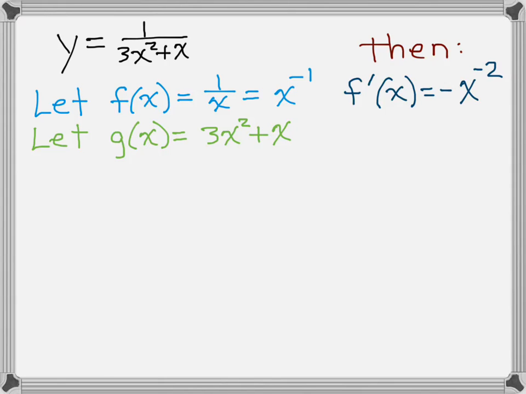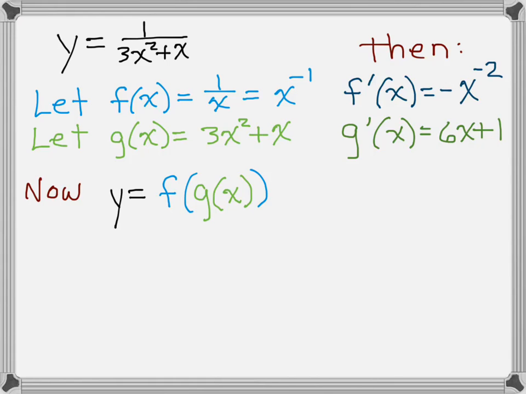In order to do the chain rule, we need all the derivative parts. Let's find the derivative of each part. The derivative of f is negative x to the negative 2. And then the derivative of g is 6x plus 1.